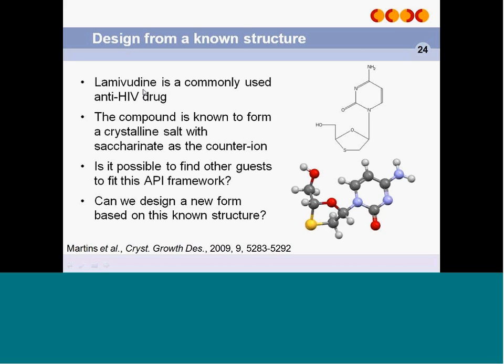As I said before, this particular example is looking at a salt structure and using that information to predict new structures, but the principle is equally applicable for co-crystals. What we know about this structure is that we have a crystalline salt of lamivudine with saccharinate as the counterion. And the question is whether it's possible to find other guests that fit the API framework without perturbing that framework. So can we design a new form based on this known structure? Can we essentially remove the saccharinate counterion and replace it with something else?